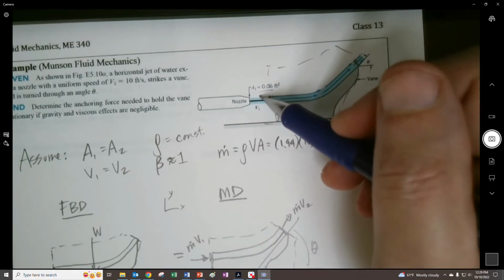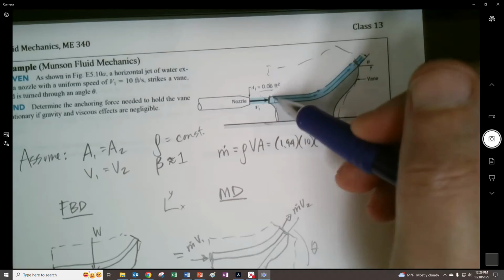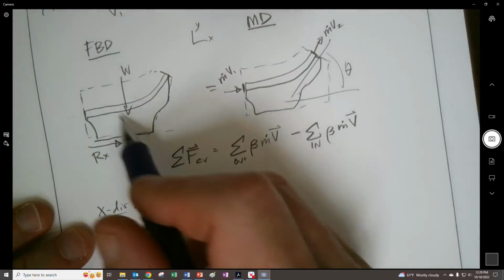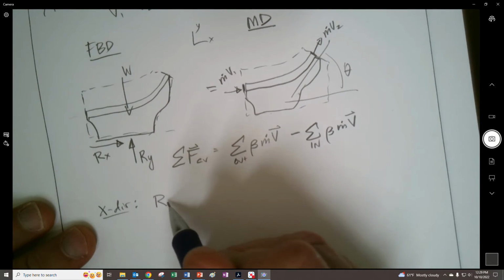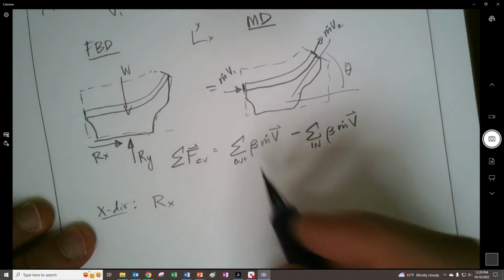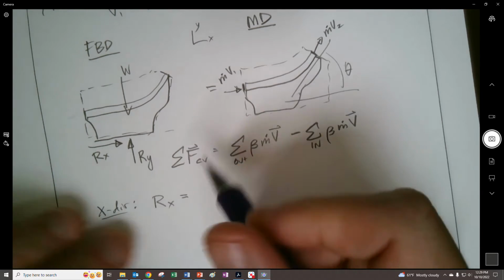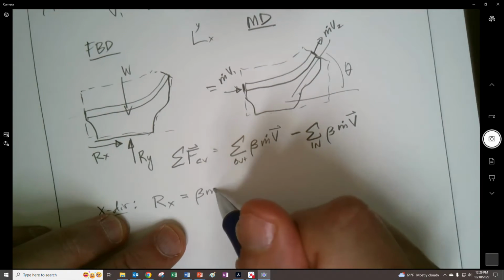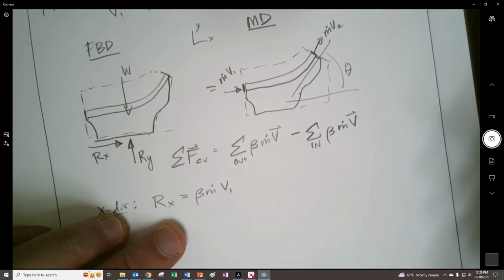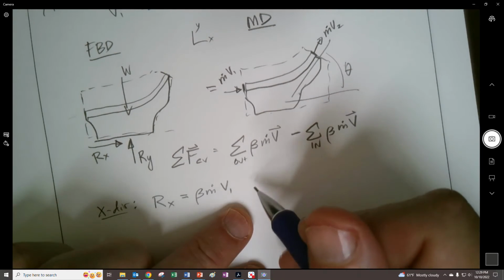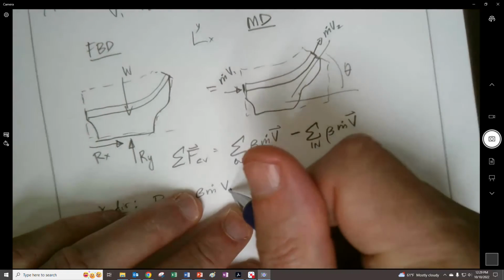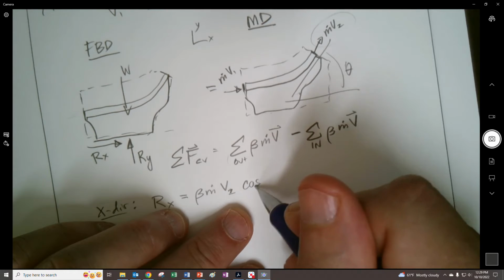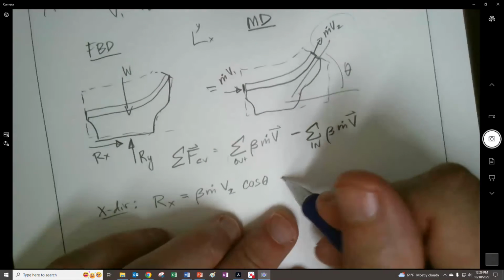You can see that this is going to be atmospheric pressure right here. And there's none up here either. So there's nothing acting in the x direction except for the reactions. And so over here, for the outlets, we're going to take beta m dot V1. I'm sorry, it should be V2, right? Because we need the outlets. And so that's going to be the cosine of theta right there.